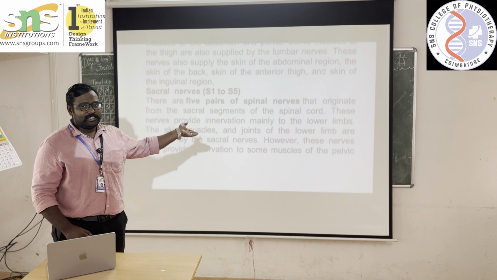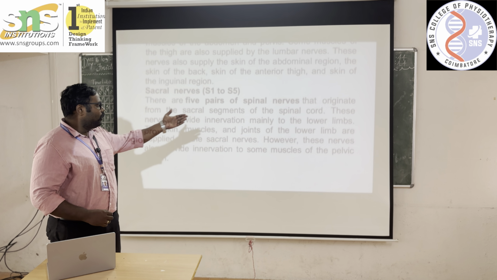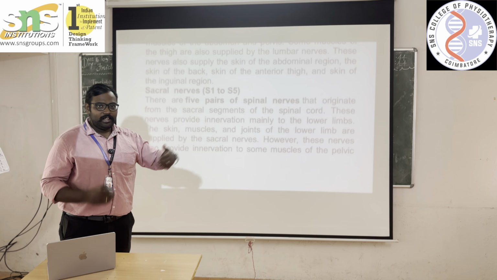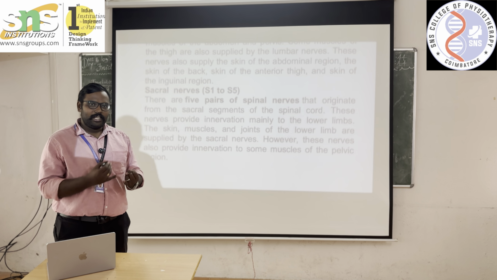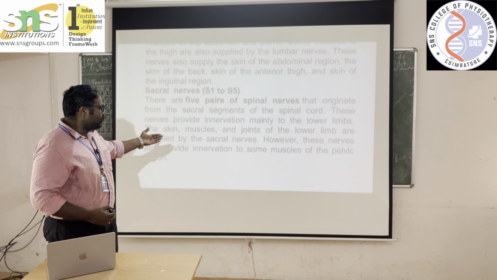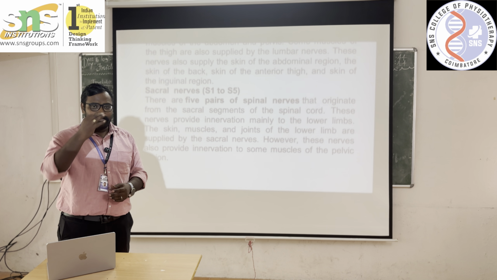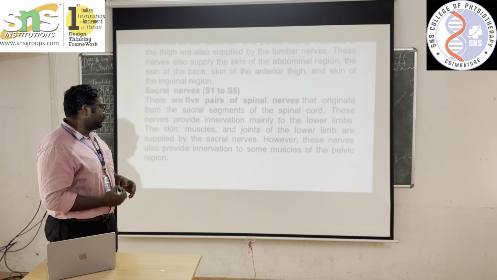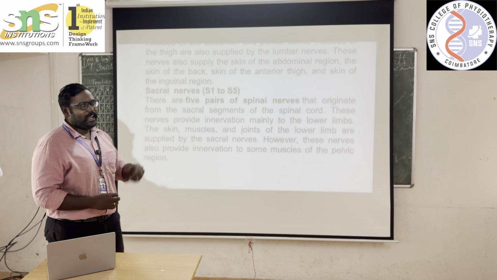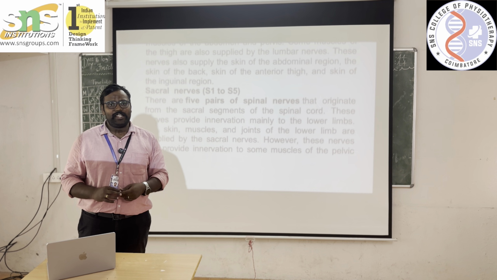Where do these nerves give their supply? It gives mostly to the skin, muscles, and joints of the lower limbs: the hip joint, knee joint, and ankle joint. From the sacral nerves we have a plexus there, and from that it goes to the other areas and also to the pelvic region. It also supplies the muscles present in the pelvic region.